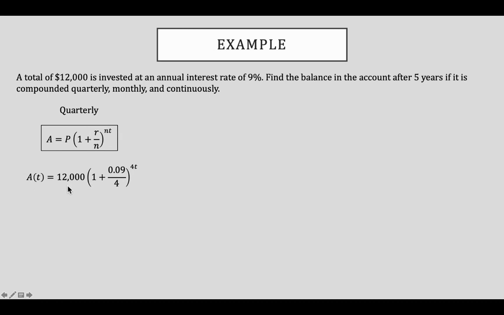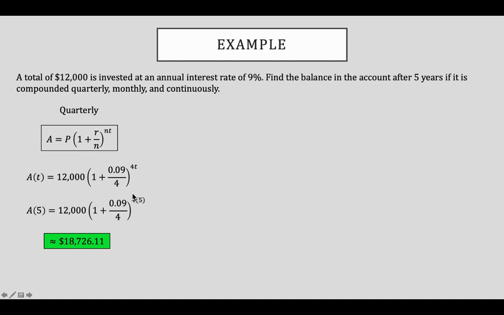A of T is equal to 12,000 times the quantity 1 plus 0.09 over 4, all raised to the 4 times T. Well, what do we need to plug in for T now? We're looking to find the balance in the account after 5 years, so let's plug in 5 for T. Plugging in 5 for T, and obviously using our calculator in this case, gives us approximately $18,726.11.